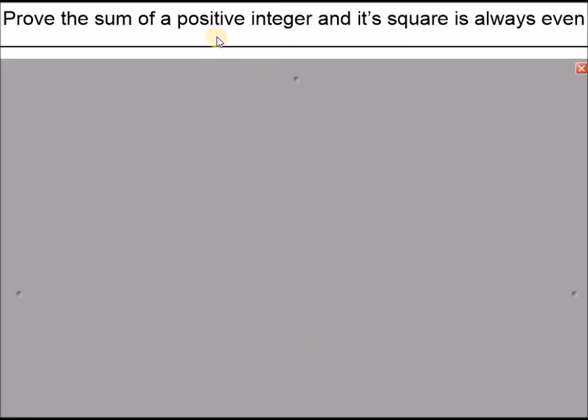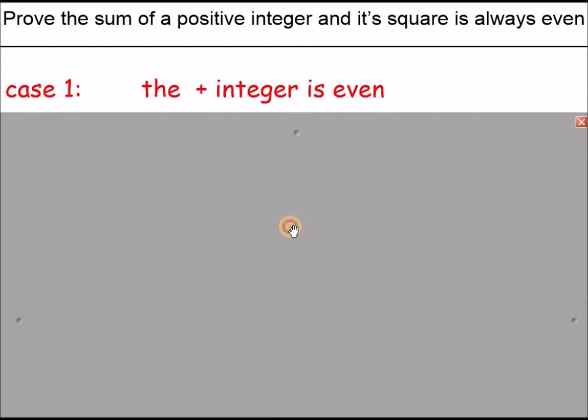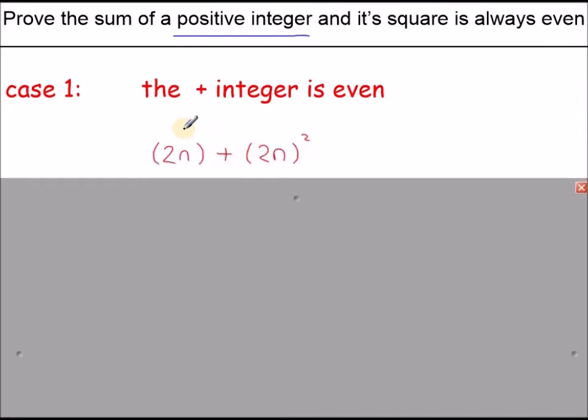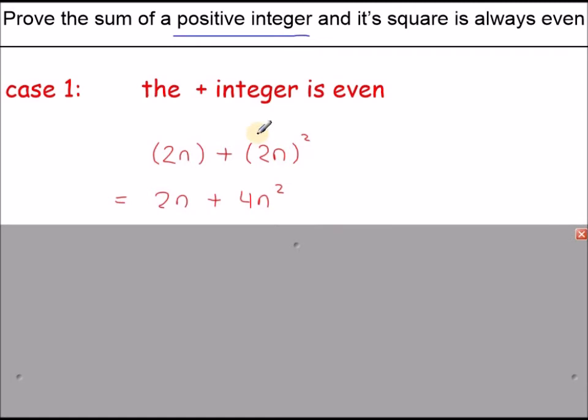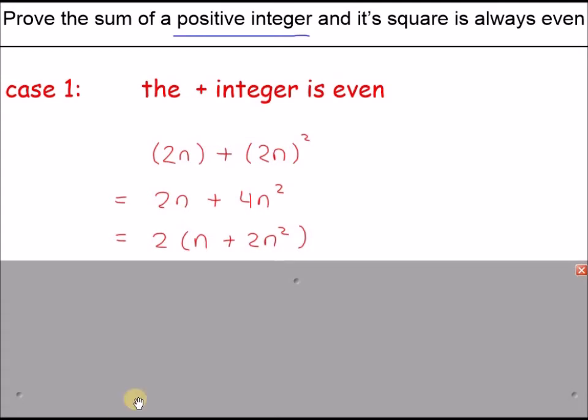We have to prove the sum of a positive integer and its square is always even. So first case, let's assume that the positive integer is even, because this positive integer can be even or it could be odd. So in the case where it's even, our positive integer is 2n, an even number, and then its square, so you put it in brackets and square it, is (2n) squared, and the sum, so we're adding them. If I multiply the brackets out here, these are both multiples of 2, and because it's a multiple of 2, it's even.